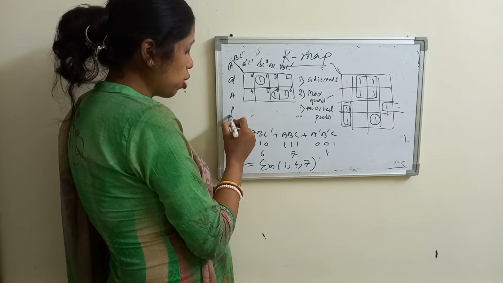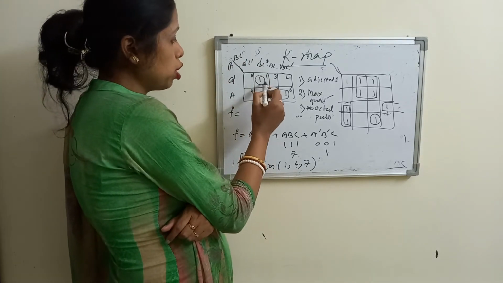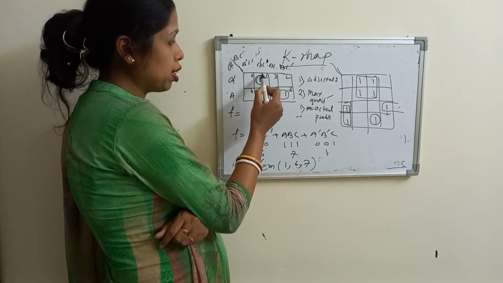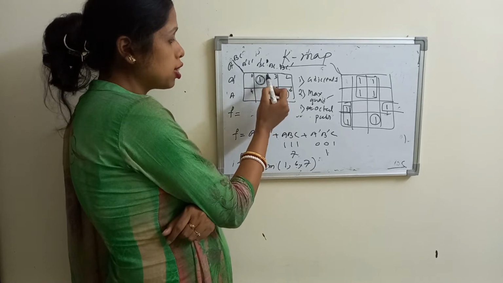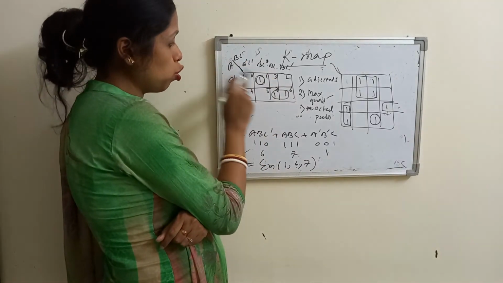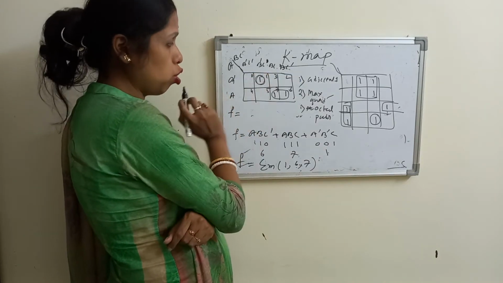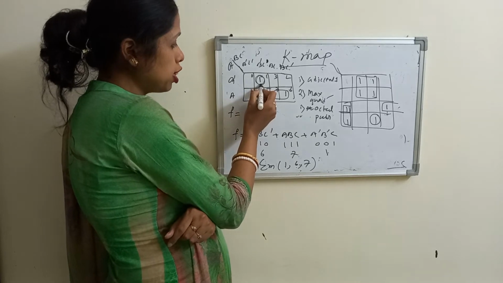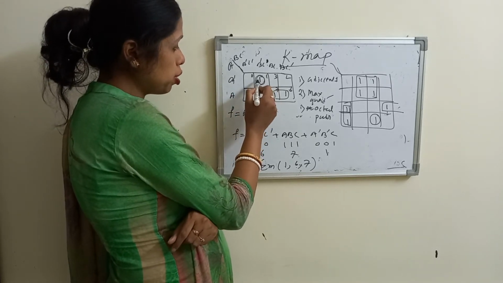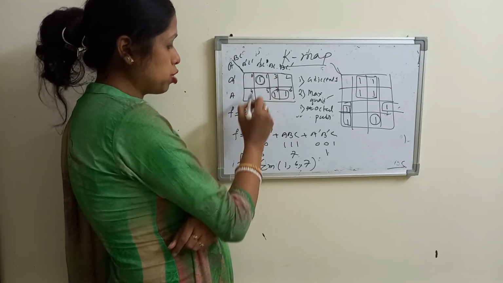Now I have to write the minimized function. This single one means this contains only a single cell. For writing the expression, I have to check this value as well as this value. So for this cell, I have to write A prime. For this cell, the corresponding value is A prime. Corresponding to this cell, B prime C is there.